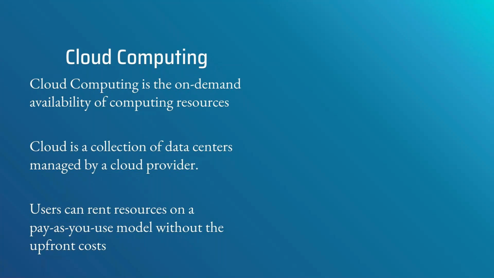Scaling up is increasing your resources. Scaling down is decreasing the number of resources or the capacity of each resource. A resource could be a server, what we call a virtual machine, or a disk, or a network load balancer, or something like a virtual network. All of these are resources.